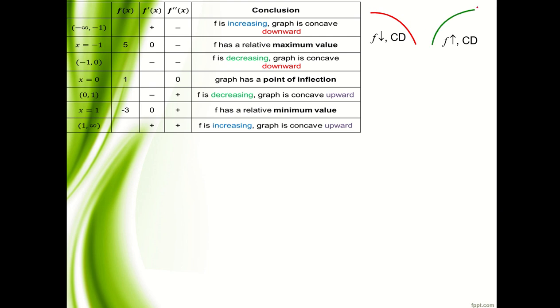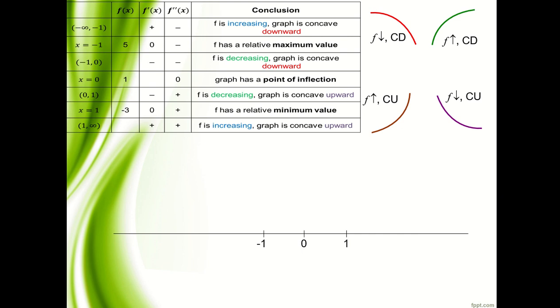On the other hand, if you have this kind of graph, it means that the function is increasing and still concave downward. Another possibility is something like this: if the function is increasing, we have this possible scenario, concave upward. Or something like this: if you have a graph like this, the function is decreasing, but still concave upward. Now, to summarize and to graph this, of course we need to plot the points.